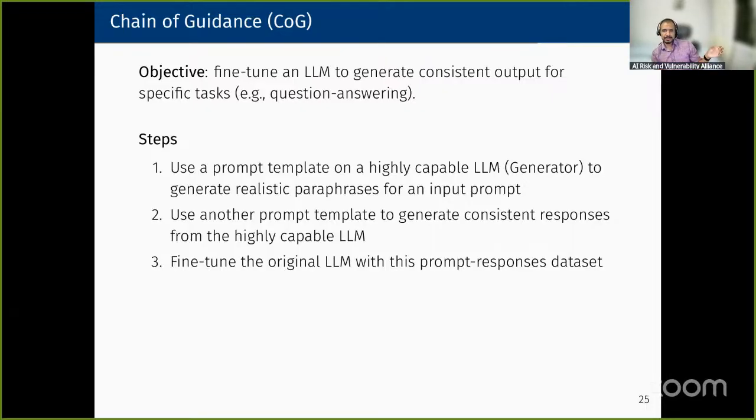So now after step 1 and 2, you have pairs of paraphrases and consistent answers. So now you're sort of teaching the original language model that, okay, what are desirable answers to these kind of questions?